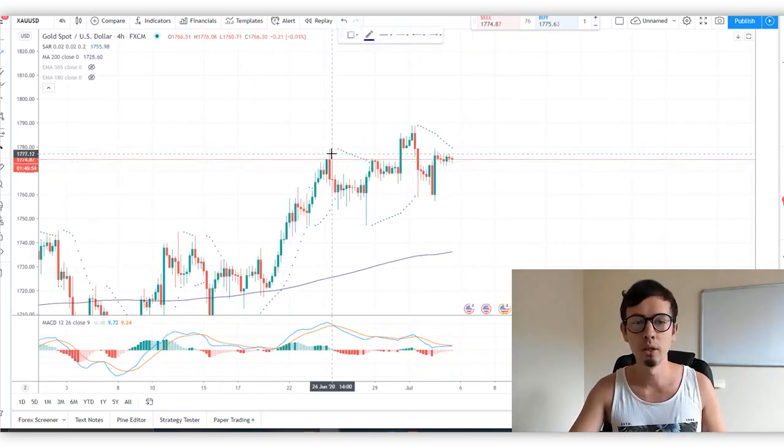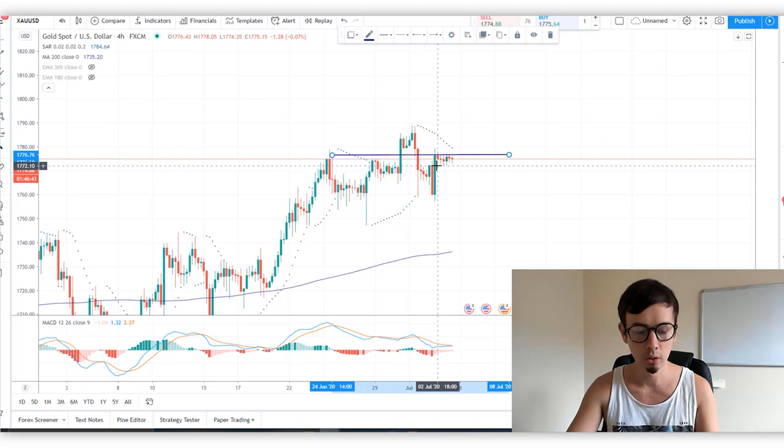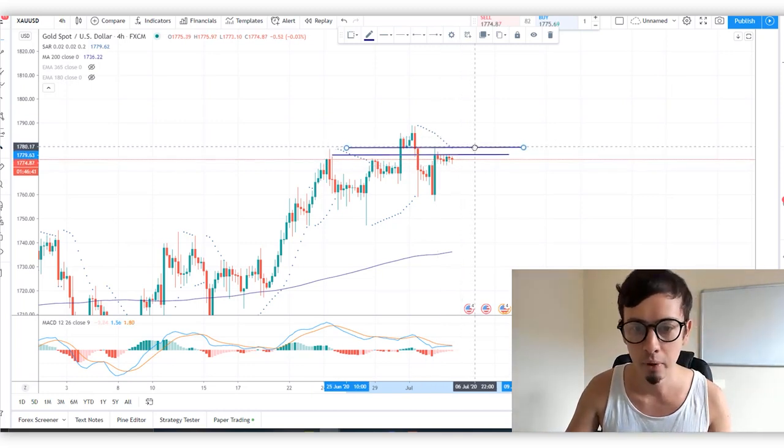So let me just show you the line here on this gold trade right here. So there was gold yesterday, and the gold was touching this point yesterday. So I'm gonna just point it like here, and look what happened.